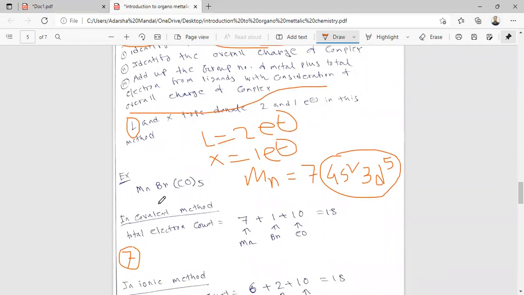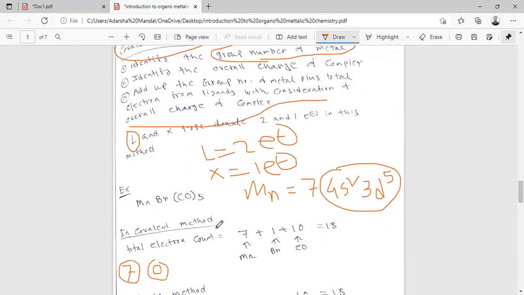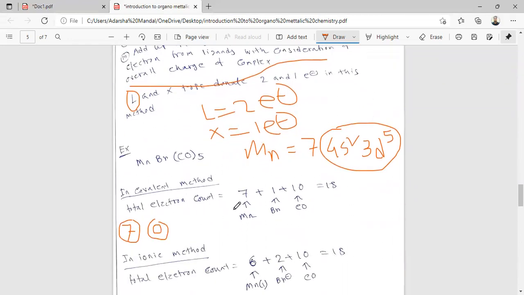So here it is an electronically neutral complex, so the overall charge of the complex is 0, and next we will add up all the electrons from the metal center and the ligand system. So here the total electron count is 18.